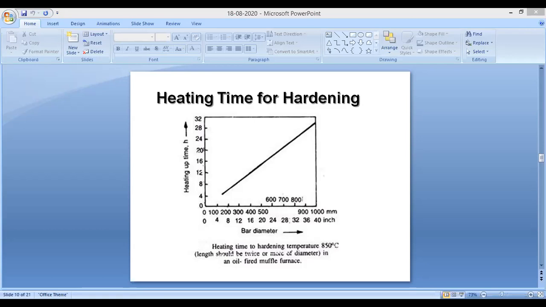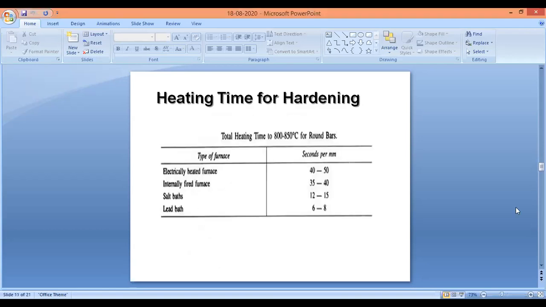So for round bars, the total heat time for furnaces like an electrically heated furnace is 40 to 50 seconds per mm. For internally fired furnaces, it is 35 to 40 seconds per mm. For salt bath, it is 12 to 15 seconds per mm. And for lead bath, it is 6 to 8 seconds per mm.